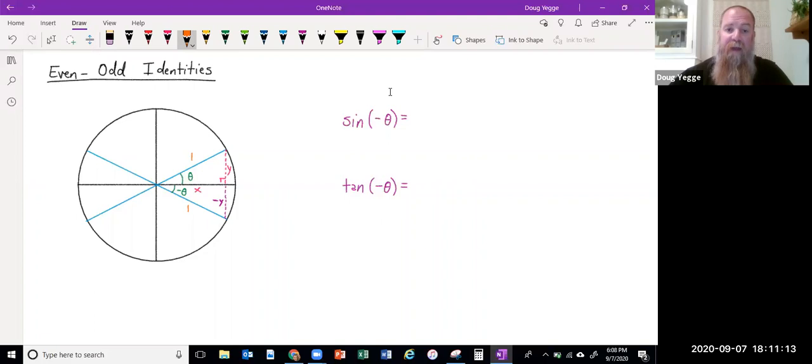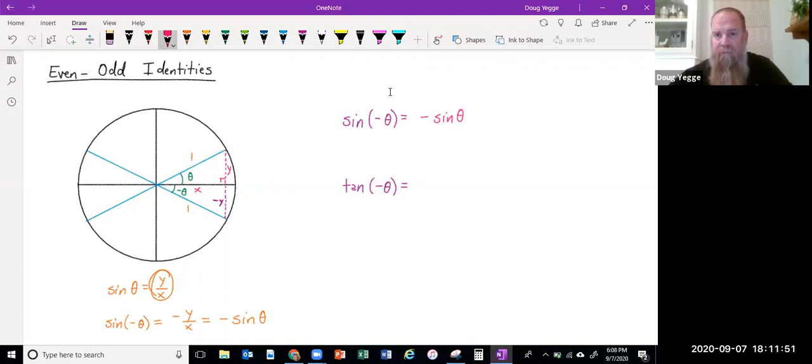So if I look at sine of theta, notice that sine of theta is equal to y over x. But if I take a look at sine of negative theta, notice that the sign has changed. It's the negative of y over x. It's the negative of this quantity, which means that I could rewrite sine of negative theta as the negative of sine of theta. So it looks like for sine of theta, I'm able to just pull out that negative. Even if I was to look in a different quadrant, this would also be true.